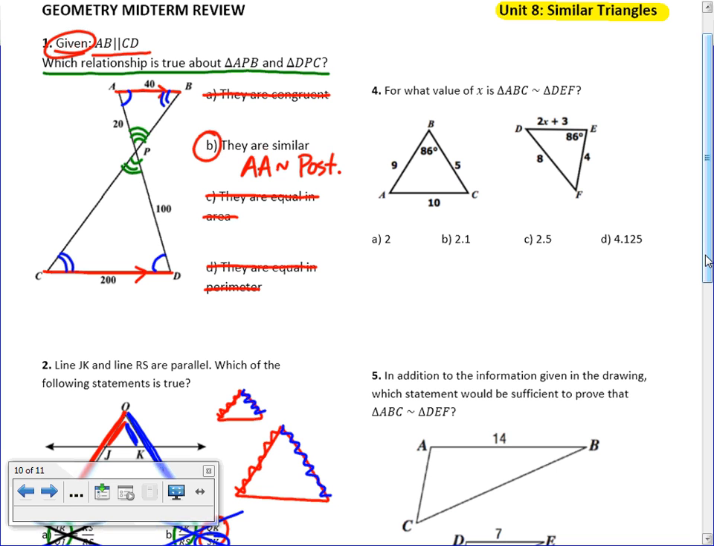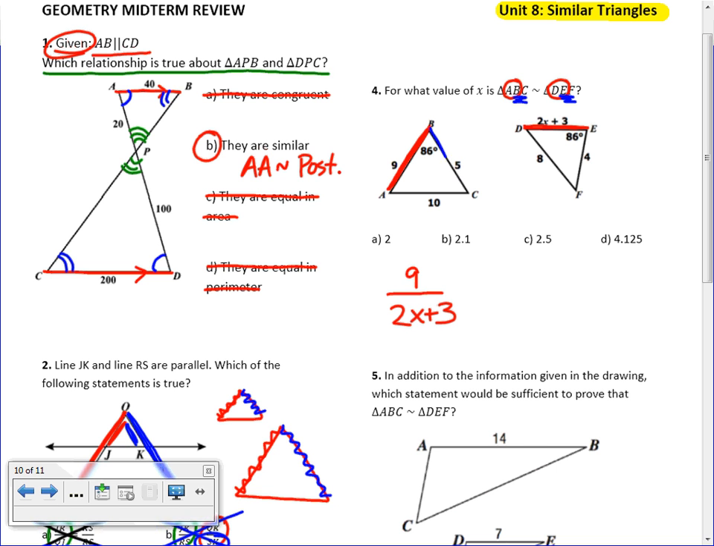Now, oh, here's a big hint. Because they've written our similarity statement, I know that AB has to coordinate with DE. DE is what my X is sitting in. So I know those have to correspond to each other, which means I can put 9 over 2x plus 3, and that's one of my fractions. So right now I'm looking at my similarity statement up here and matching things up.